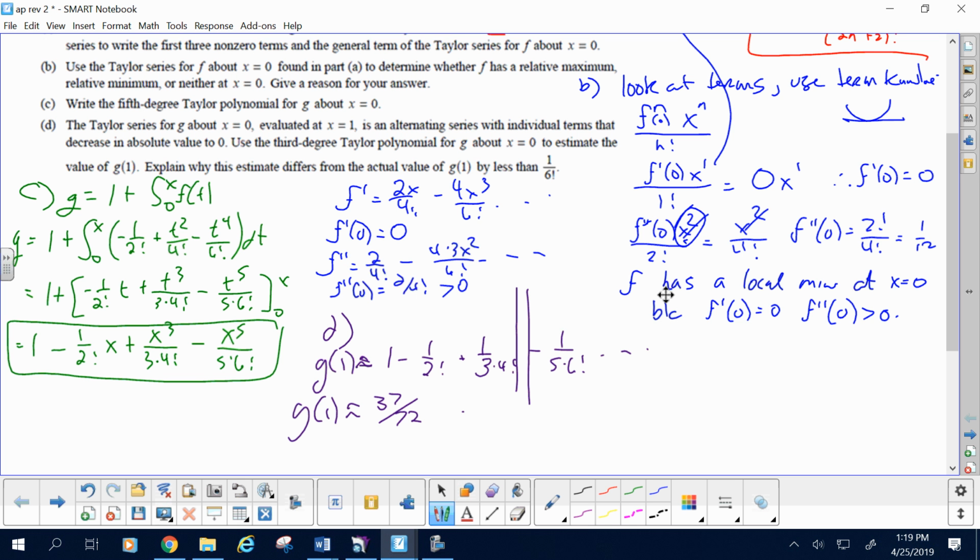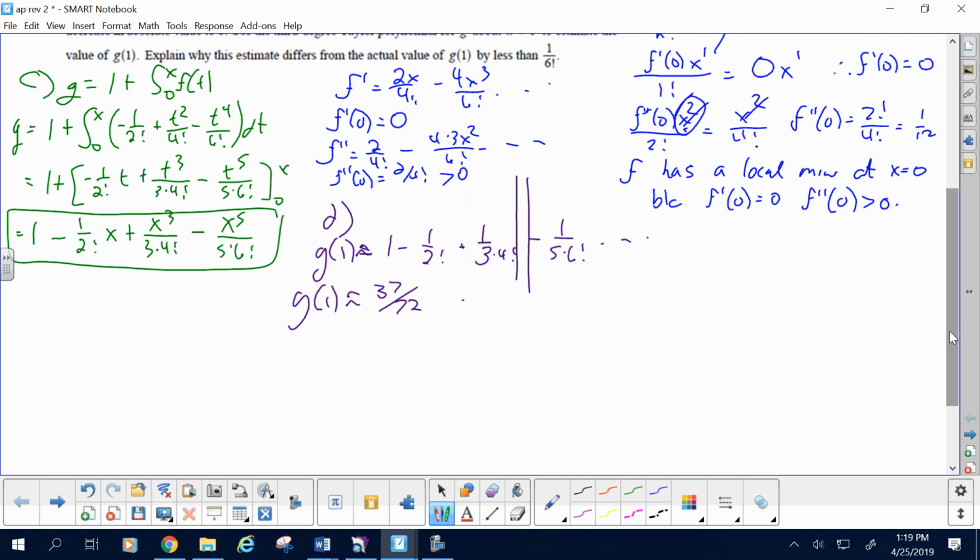Okay, now let's talk, explain why this estimate differs from the actual value by less than 1 over 6 factorial. So what are we thinking? Did you, first of all, I'm just curious, did you write G of 1 minus that estimate is less than, or did you say S minus S something is less than, or what did you do? Second one or the first one? Whatever, I don't care, they're both right. So what is it, S2, S3? S3, 1, 2, 3 terms.